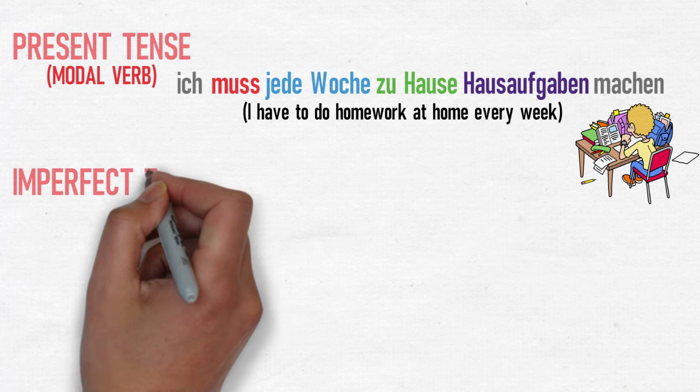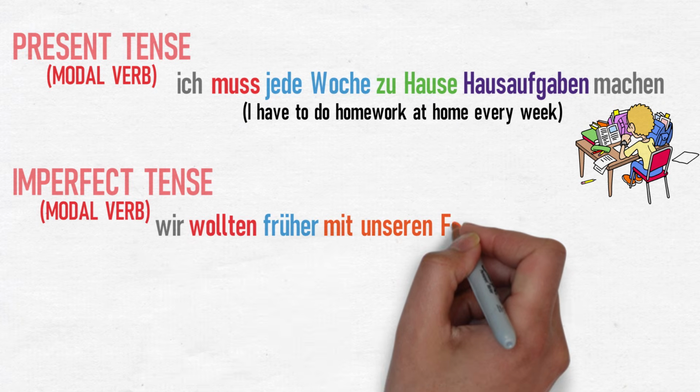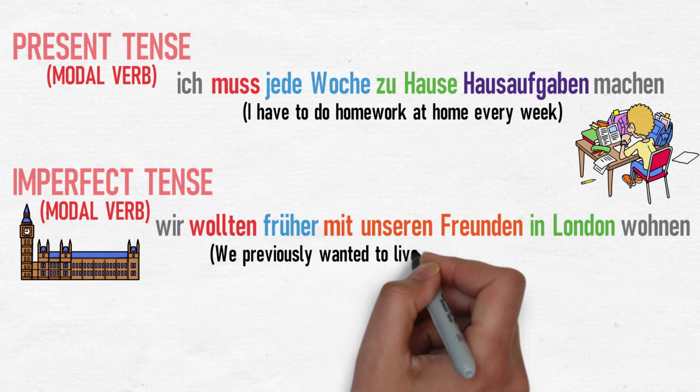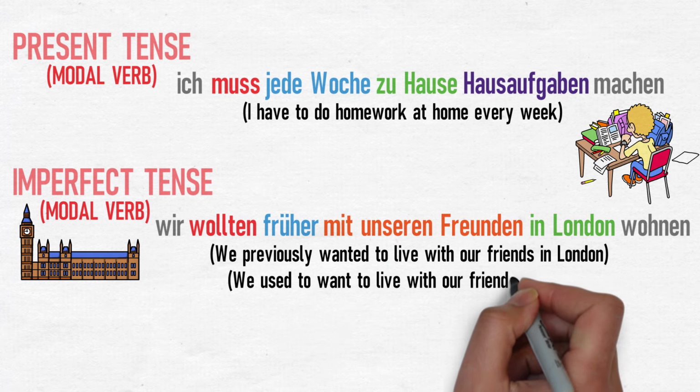Now, an imperfect tense modal verb. Wir wollten früher mit unseren Freunden in London wohnen. We previously wanted to live with our friends in London. Or, we used to want to live with our friends in London.